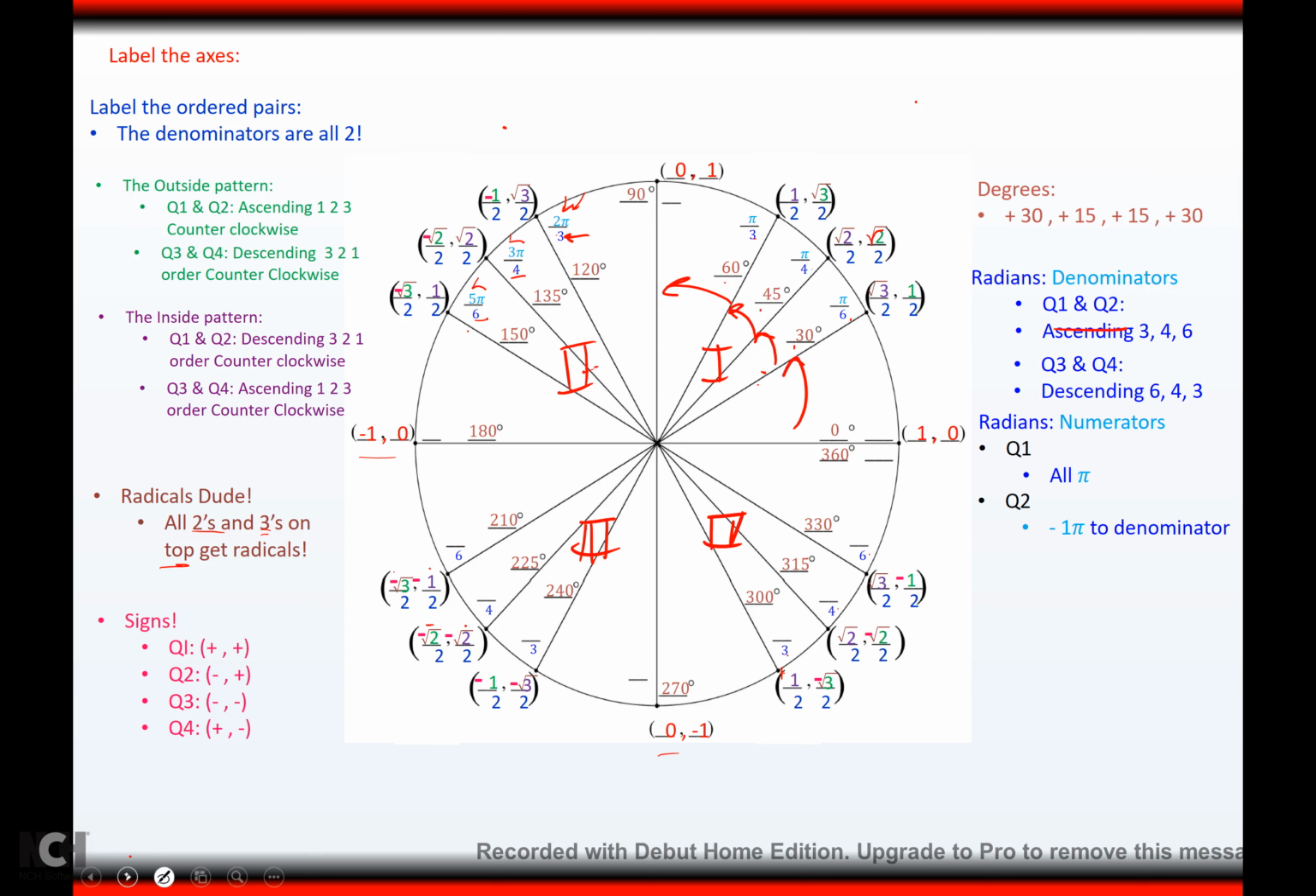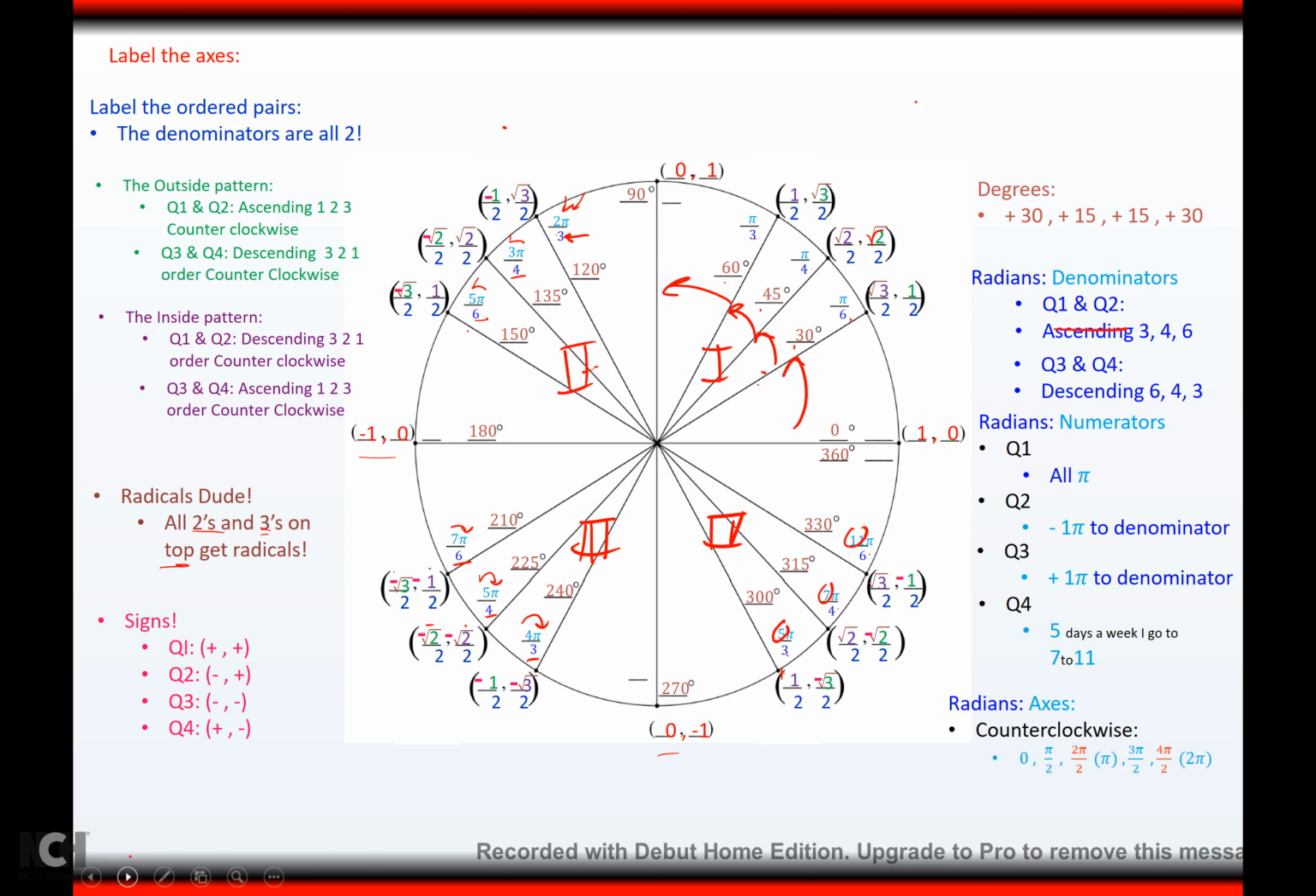For quadrant 3, add 1 pi to the denominator. So my denominator is 6, add 1 is 7 plus pi. Denominator is 4, add 1 is 5 plus pi. Denominator is 3, add 1 plus pi. And for quadrant 4, just remember 5 days a week I go to 7-Eleven.